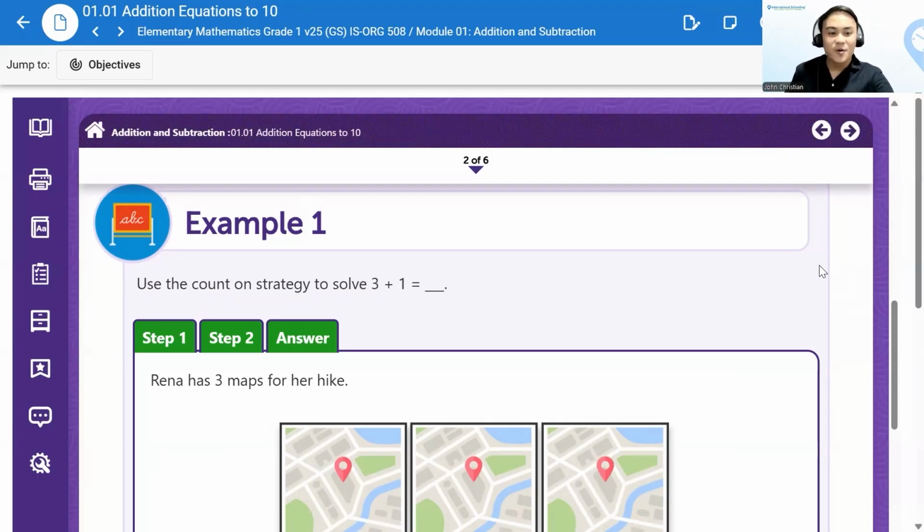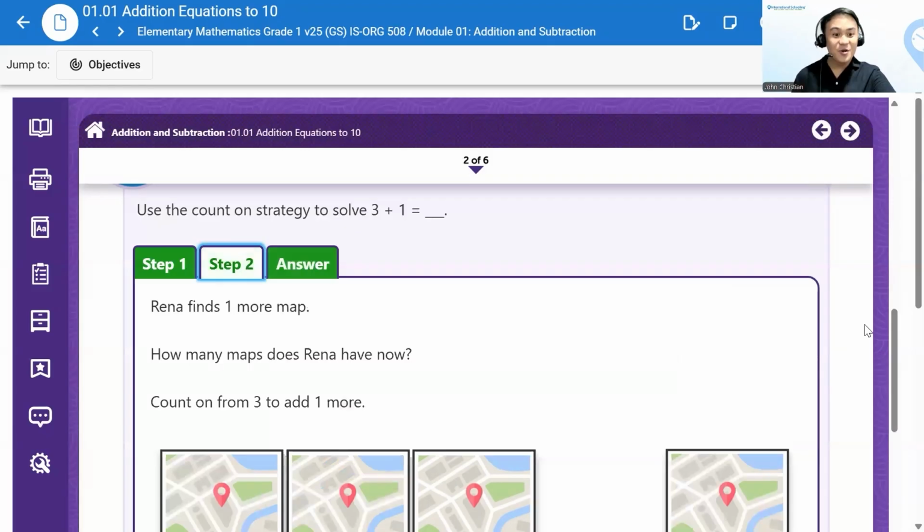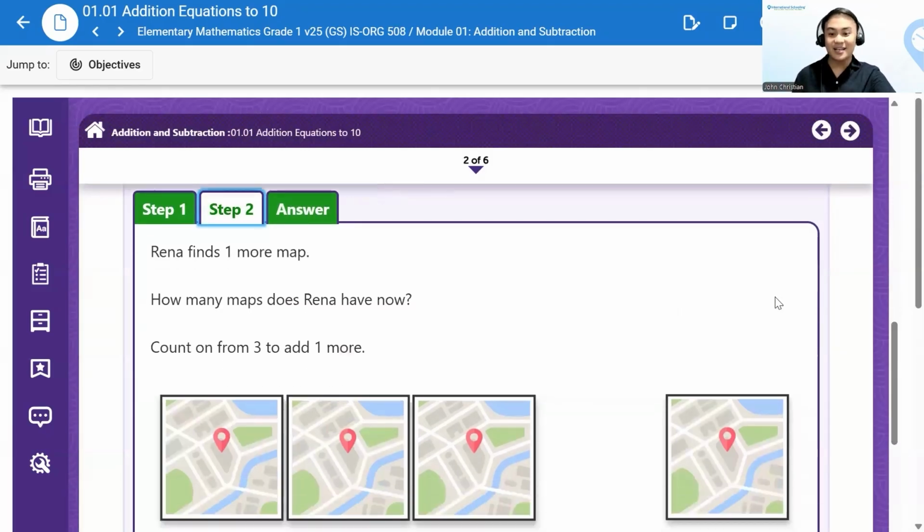Step 1. Rena has 3 maps for her height. How many maps does Rena have? Very good. Rena has 3 maps. But we're going to add more. Rena finds 1 more map. How many maps does Rena have now?